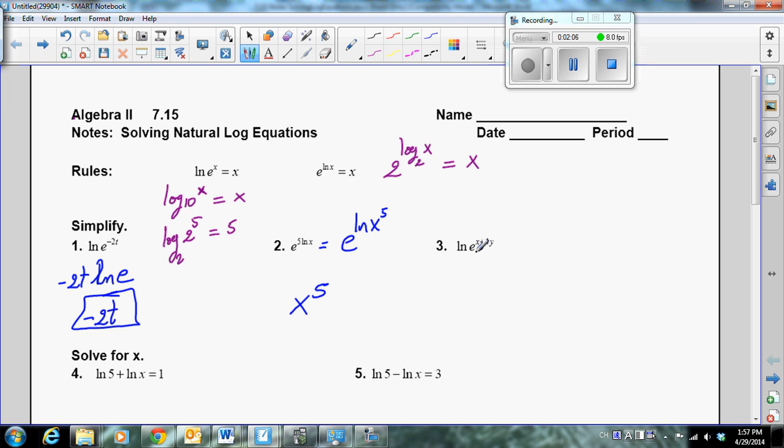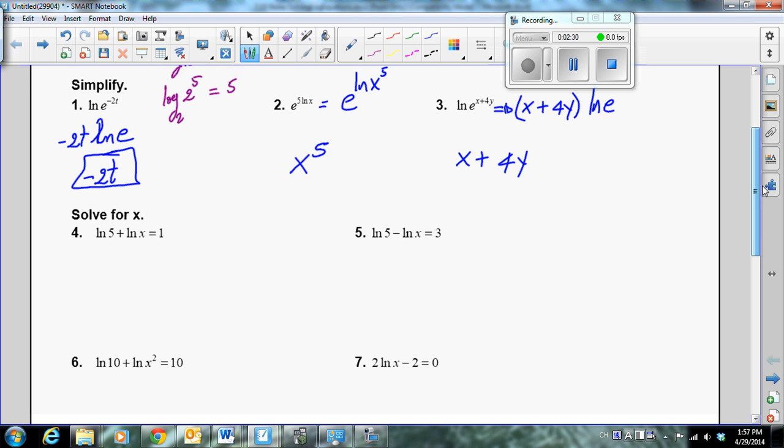Now, let's do the same thing here. I will go ahead and use the power property that says x plus 4y is removed to the front. That will give me x plus 4y moves to the front, and I still have the natural log of e. Well, the natural log of e is 1, so this is only x plus 4y.